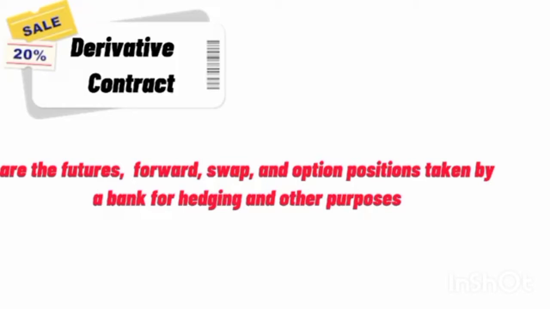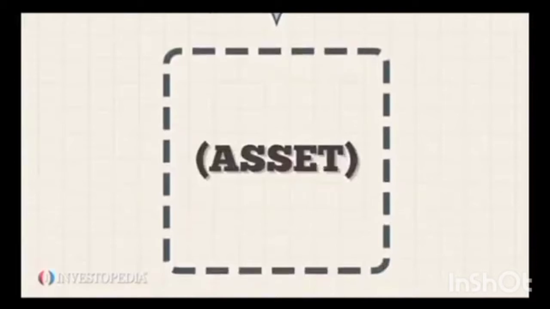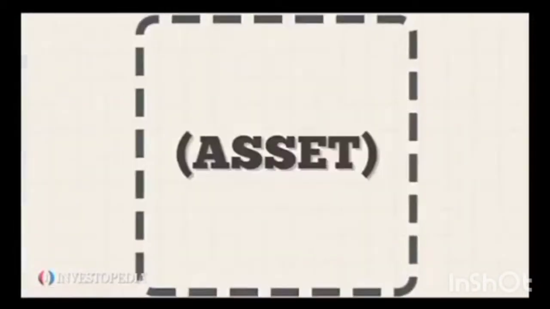And next is the derivative contracts. Derivative securities are the futures, forward, swap, and option positions taken by a bank for hedging and other purposes. We discussed the tremendous growth in derivative securities activity in Chapter 11. So banks can be either users of derivative contracts for hedging and other purposes, or dealers that act as middlemen in trades. A derivative is a contract between two or more parties that is based on or derived from an agreed-upon asset. The parties included in the derivative decide what the asset will be.